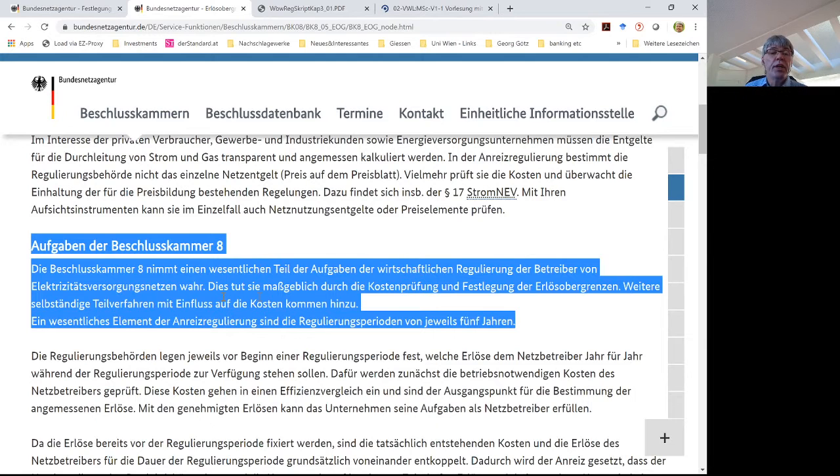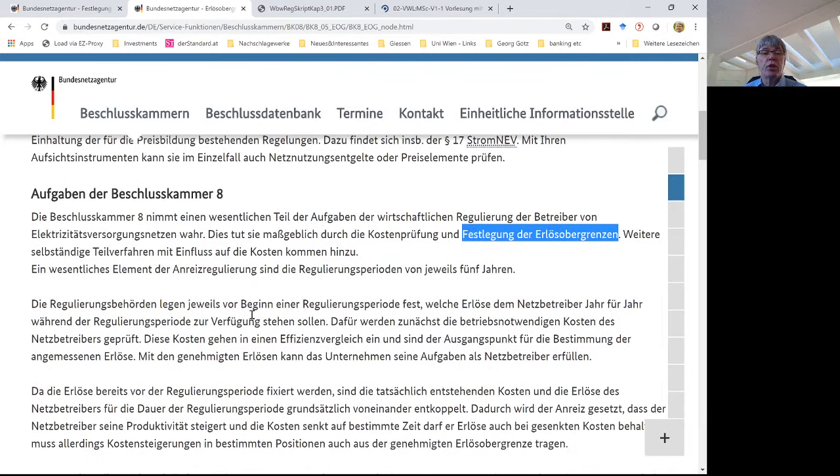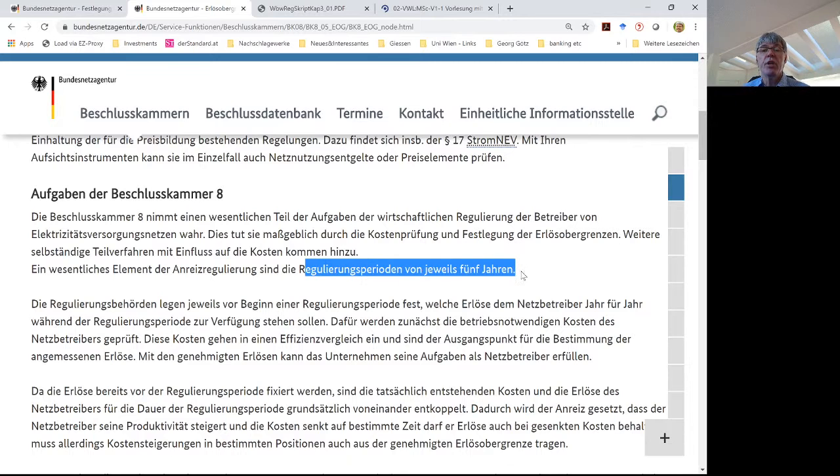What they do in the first place is Kostenprüfung. They really check what the costs of these companies are, and then they determine these revenue requirements, the revenue cap. And they do that every 5 years, because they set regulatory periods of almost 5 years. The Bundesnetzagentur provides a lot of information here, so I recommend that you look into these homepages and websites once in a while.